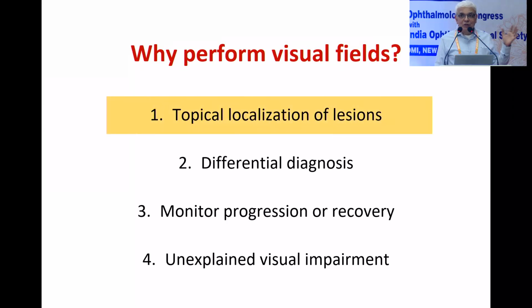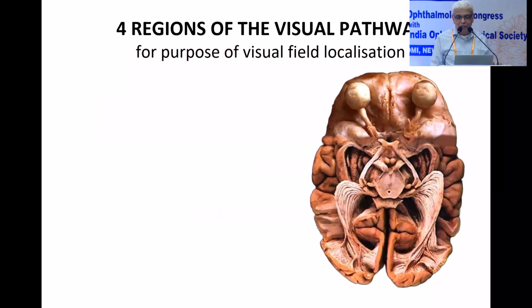But today we'll stick to the familiar road of topical localization of fields as far as the visual pathway is concerned. Anatomically, if you look at the visual pathway, you have the rods and cones, the bipolar cells, and the ganglion cell, which goes all the way to the LGB, and there you have another neuron which takes it over and goes on to the cortex.